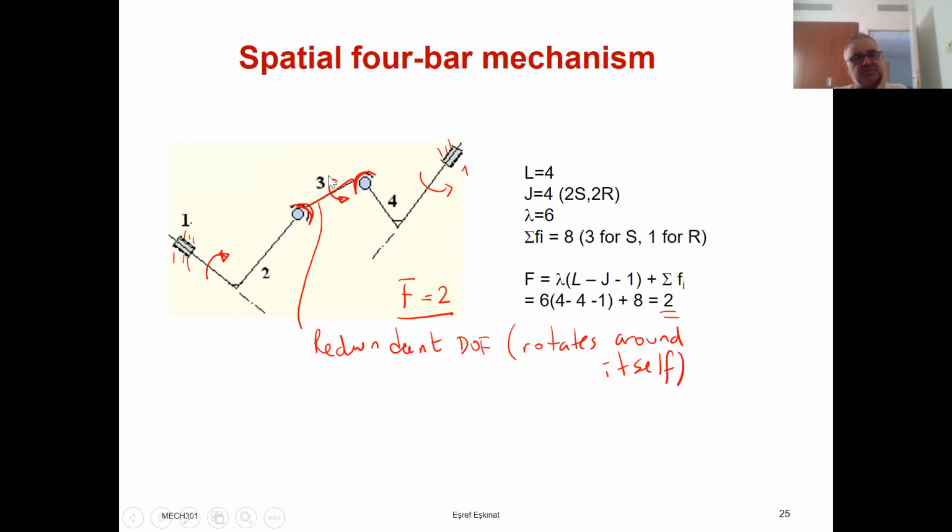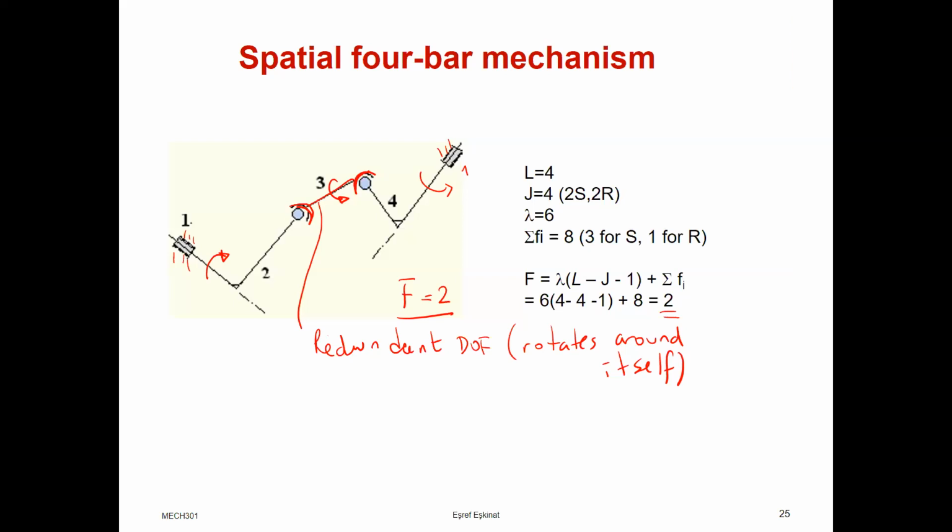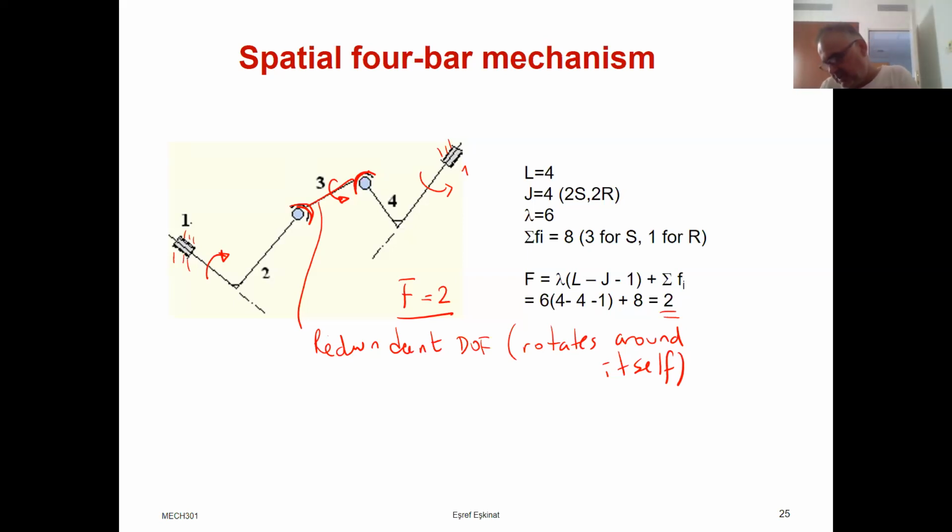But there is a degree of freedom which is redundant, which means that this link three can rotate around itself without affecting the mechanism. So the real degree of freedom of the mechanism depends on how you interpret it. It is two, but for the mechanism only, it is one. Okay.